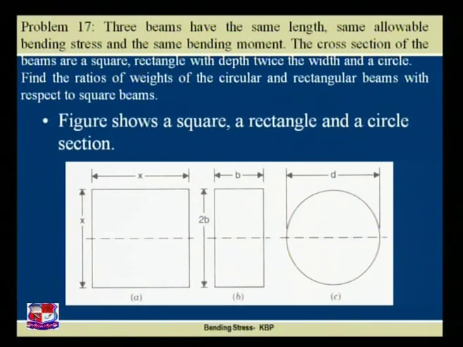First beam section is square, second beam section is rectangle where depth is twice the width, so D is equal to 2B, and third is the circle. The question is to find the weight of the circular beam to the rectangular beam, and the weight of the circular to the square beam. All three cross sections are shown in figures A, B and C. Let x be the dimension of the square, so it remains the same on the other side. B is the width of the rectangular section, D is twice B, and D is the diameter of the circular beam.